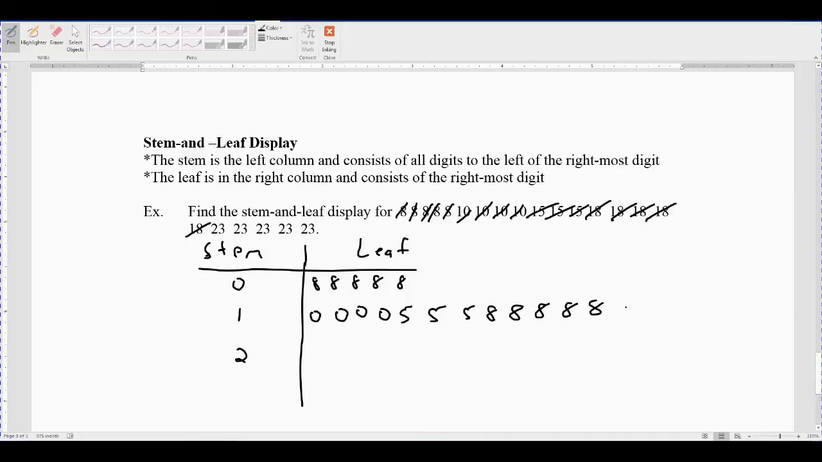23, oh, can't put it there because the 2 is over here. So for the 23, the 3 goes over here. Another 23 goes there. Another 23. Another 23. And the last value, 23 again. That's what you call a stem and leaf display. Several different types of graphs we looked at today.